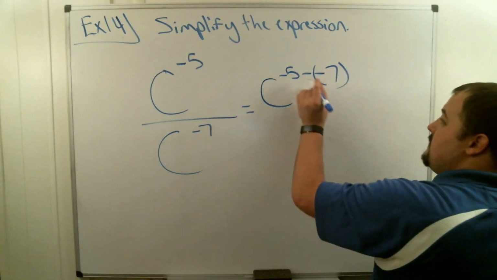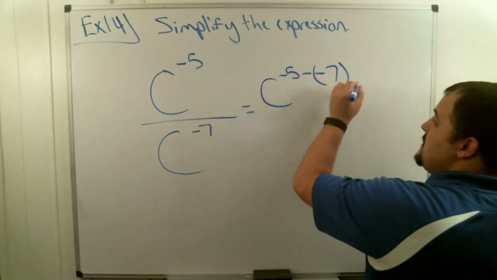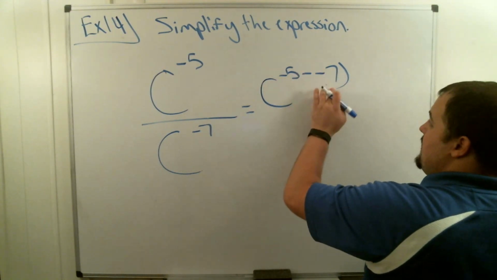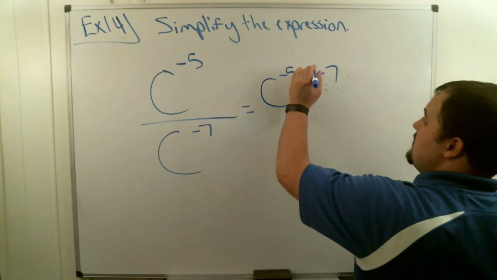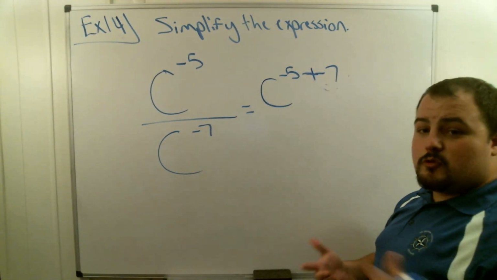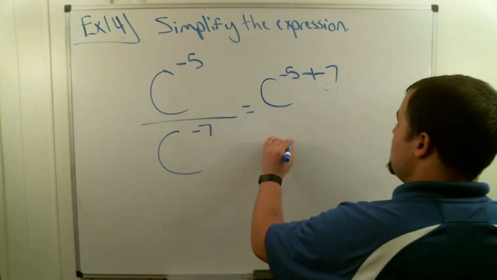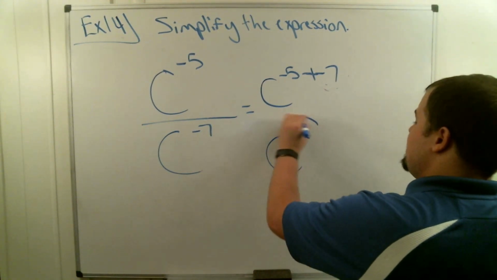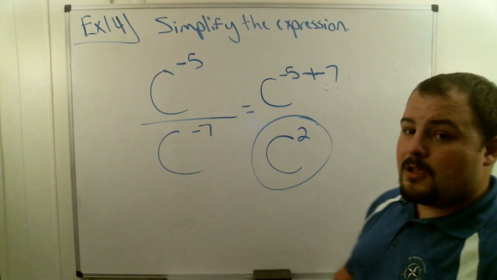And again, we have two negatives side by side, which means that we're really just going to change this to adding. So it's c to the negative 5 plus 7. Well, a negative 5 plus 7 means that I have two more additional. So this is c to the positive second power.